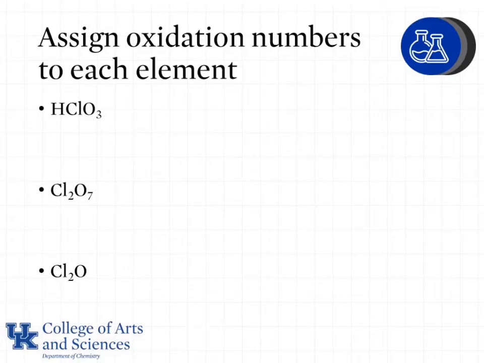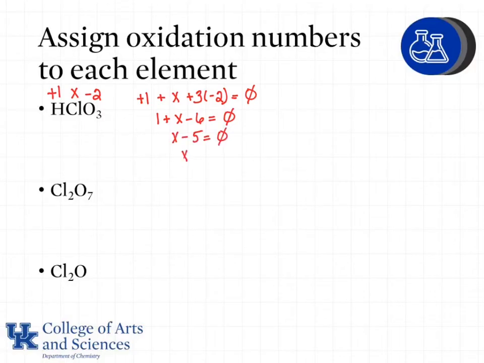In this set of examples, we will see the different oxidation states or oxidation numbers that can be had by chlorine. Starting with our first, HClO3, we see hydrogen has a +1 oxidation number, chlorine is our unknown, and oxygen has a -2. So +1 plus x plus 3 times -2 will be equal to 0 because it's a neutral compound. 1 plus x minus 6 equals 0, x minus 5 equals 0, and x equals 5. So the oxidation number of chlorine in HClO3 is 5.